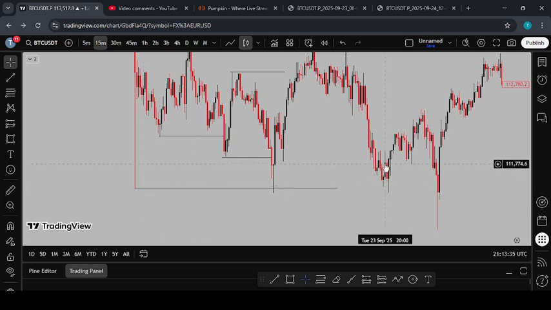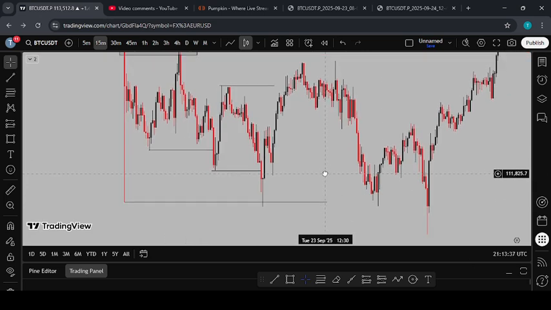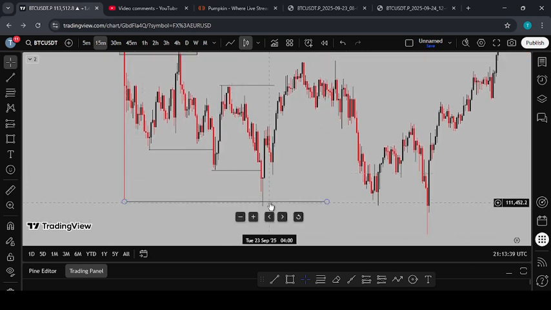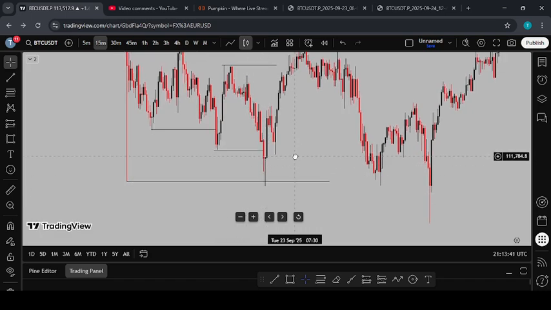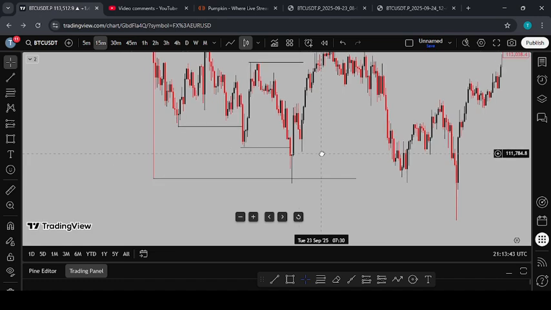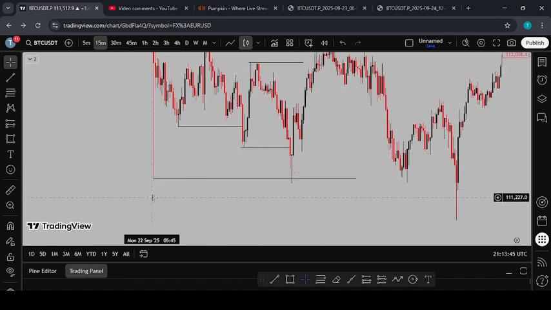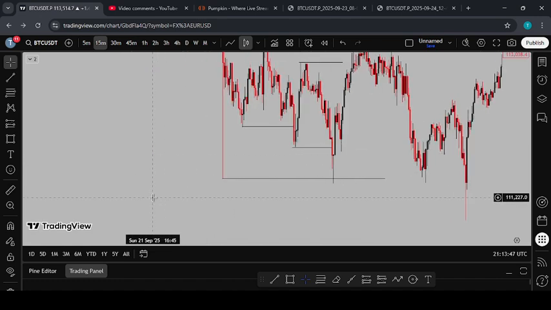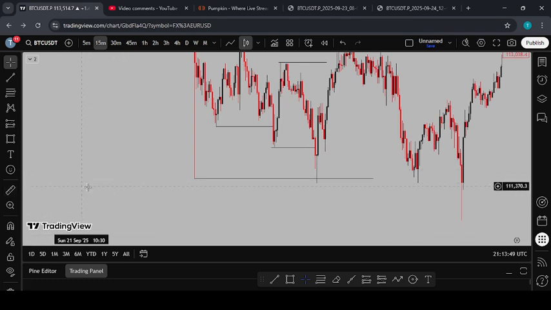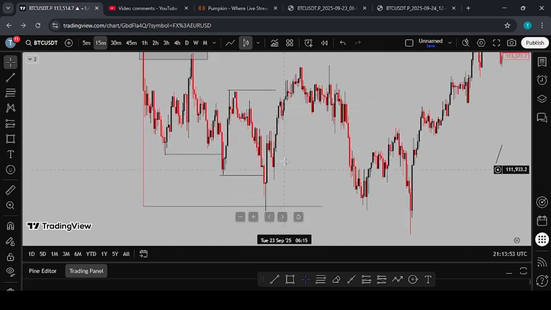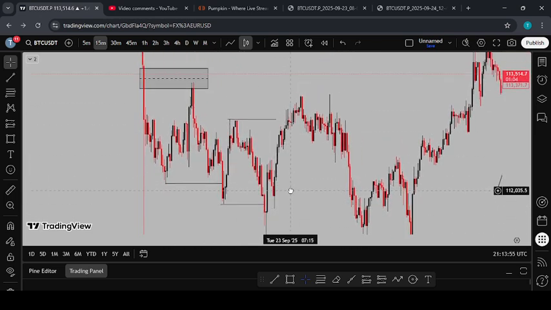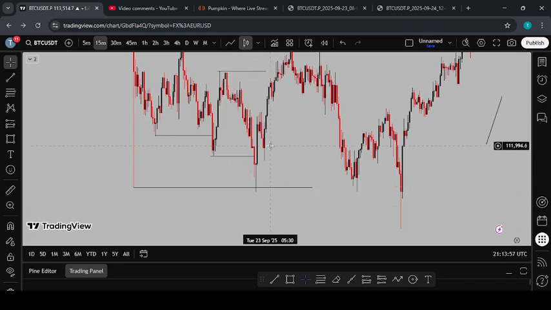It took out this liquidity, but it formed a form of equal low. I was still targeting this region, and I would tell you where my take profit target was because of a buy side structure on a higher time frame. But before then, let's finish with this move.